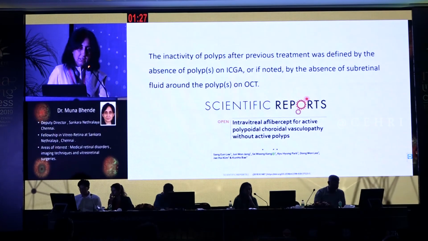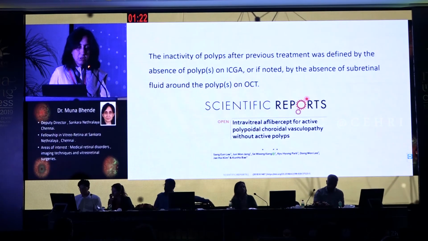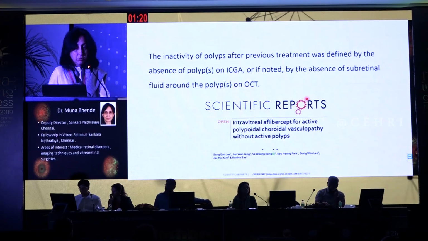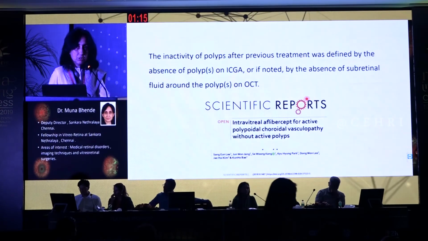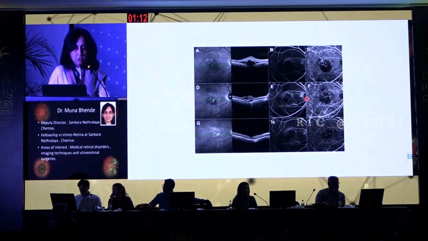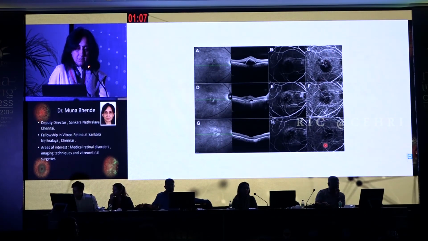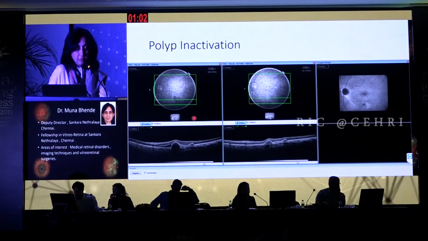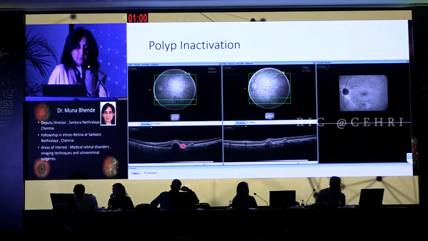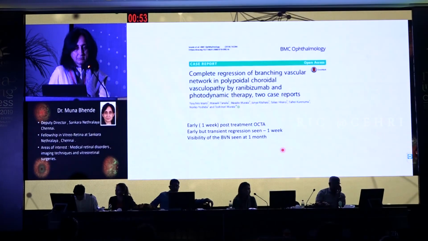And this was the study that described inactivity of polyps after previous treatment as the absence of polyps on ICGA, or if they were noted, by the absence of subretinal fluid around the polyps on OCT. And this helps us because most of us would be following up our patients on OCT. And this was an example that they gave where the polyps disappeared on ICG and also on OCT. This is a patient of mine where we see post-treatment, the polyps are persisting, but the fluid has gone away. So this is an example of a polyp inactivation.